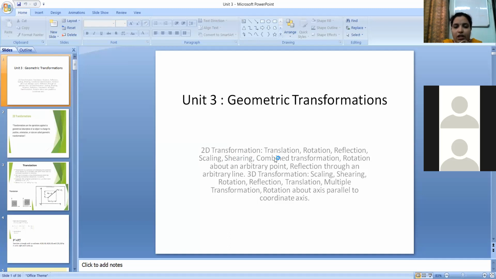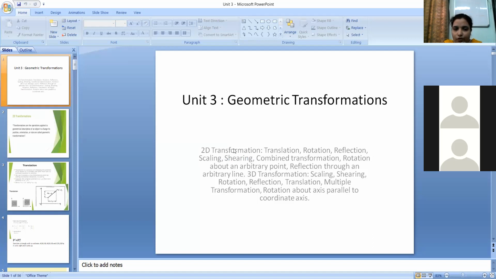Then we have the combined transformation. Combined transformation is nothing but performing 2 or more operations at a time on the same object. That is called combined transformation. Then we are going to observe the rotation about an arbitrary point and reflection through an arbitrary line.